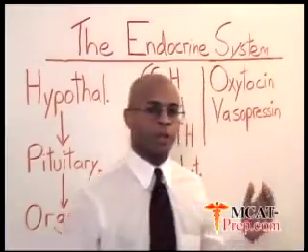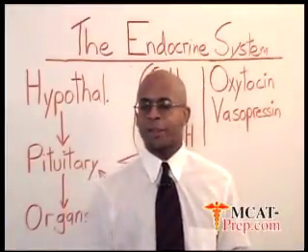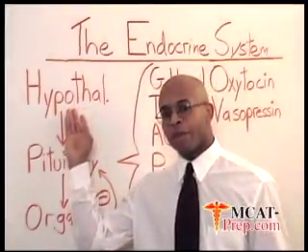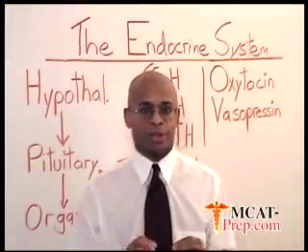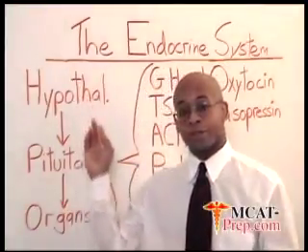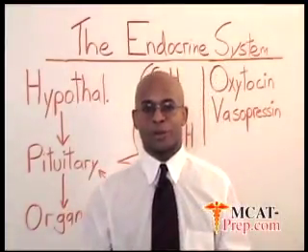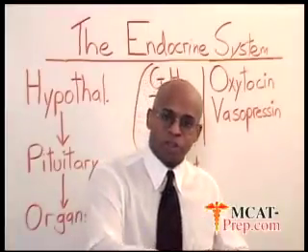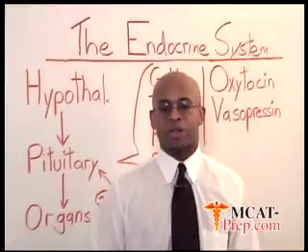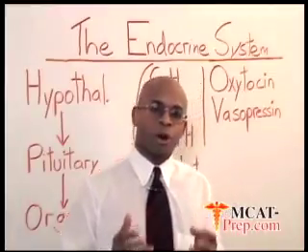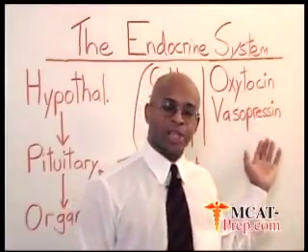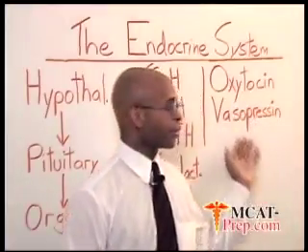The posterior pituitary gland is a little bit different. The reason is that the hypothalamus actually produces the hormones of the posterior pituitary gland. It produces them, releases them into the posterior pituitary gland, and then from there these hormones are released into general circulation. The hormones coming from the posterior pituitary gland include oxytocin and vasopressin.